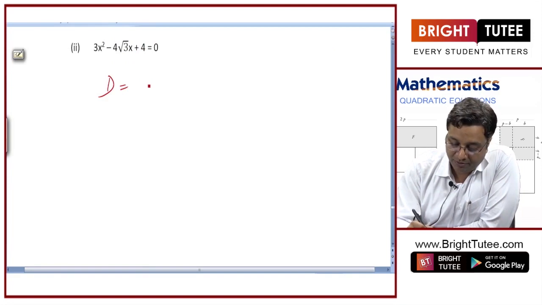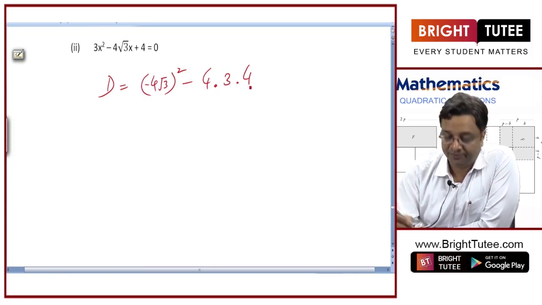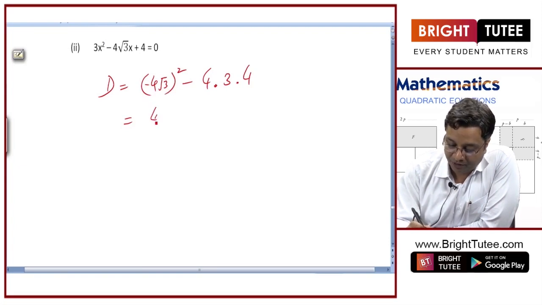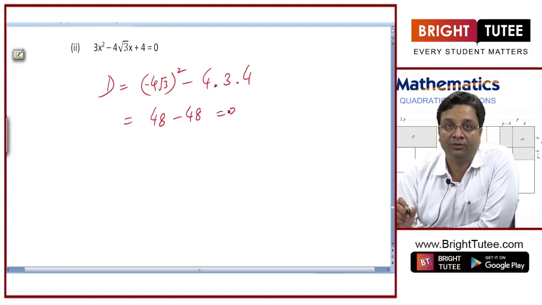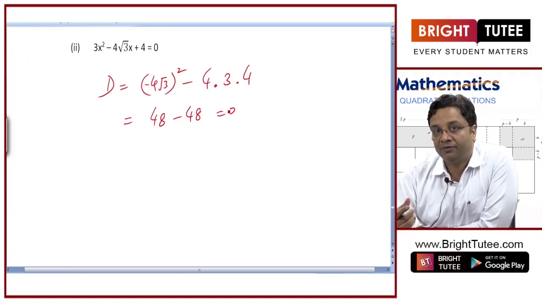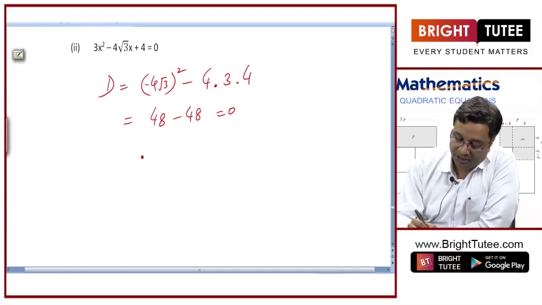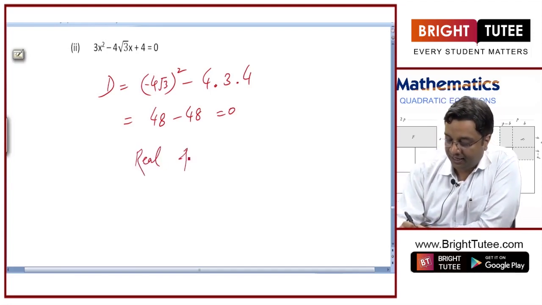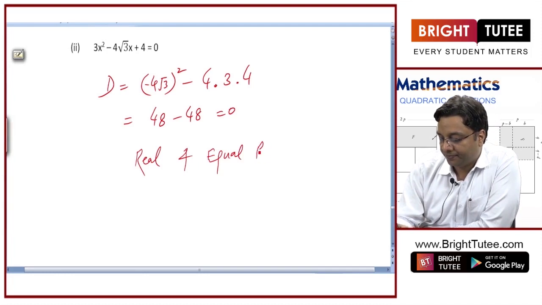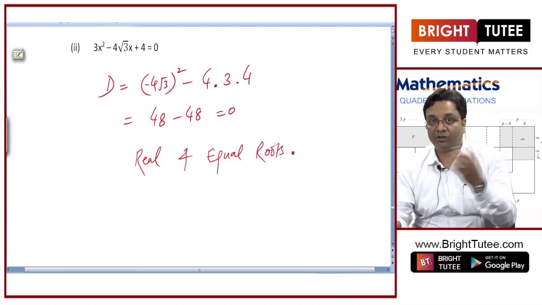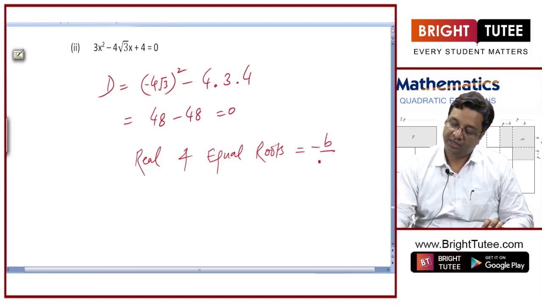So b square will be equal to minus 4 root 3 squared minus 4 into a is 3, c is 4, right? So it will become 16 into 3, 48. This is again 48, so it is equal to 0. So what was the condition? What was the nature of roots for d equal to 0? It was real and equal roots. And what were those equal roots? These were equal to minus b by 2a, minus b by 2a.